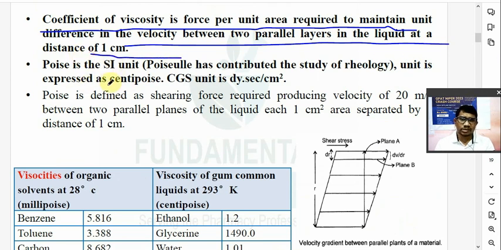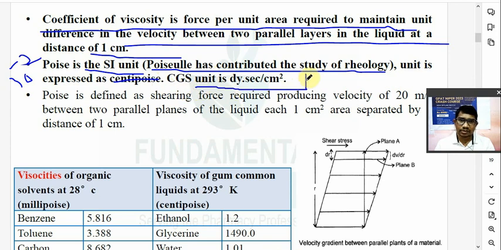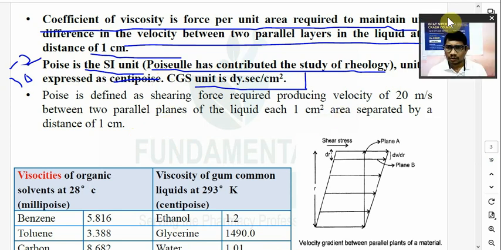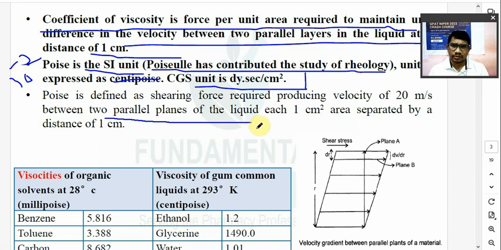Now poise is the unit of viscosity, derived from Poiseuille, because Poiseuille made a great contribution in the study of rheology. Now the unit is also expressed as centipoise. Centipoise means 10 raised to minus 2 poise. The CGS unit of viscosity is dyne second per centimeter square. Now poise is defined as the shearing force required to produce a velocity of 1 centimeter per second between two parallel planes of the liquid having 1 centimeter square area separated by 1 centimeter distance.